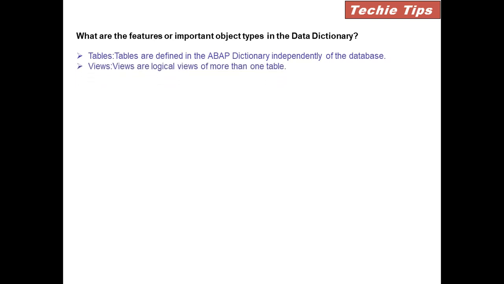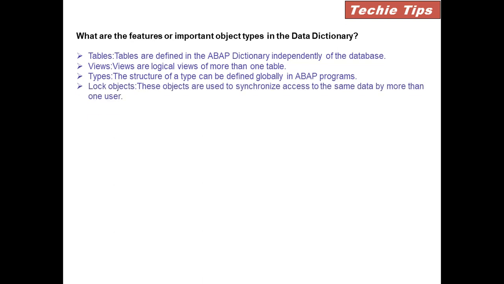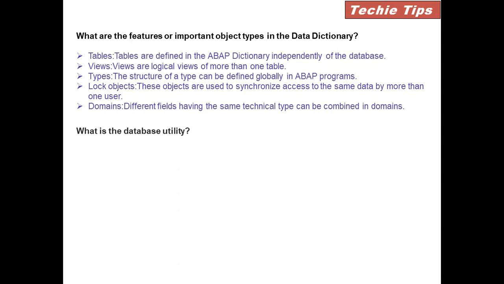What are the important object types in the data dictionary? Very important question for the beginners. Tables. Tables are defined in the ABAP dictionary independently of the database. Views. Views are logical views of more than one table. Types. The structure of a type can be defined globally in an ABAP program. Lock objects. These objects are used to synchronize access to the same data by more than one user. Domains. Different fields having the same technical type can be combined into a domain.